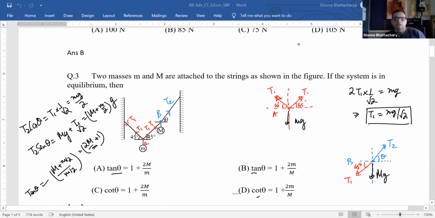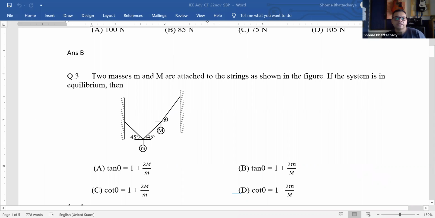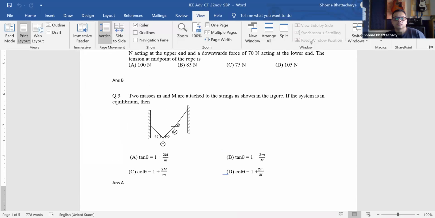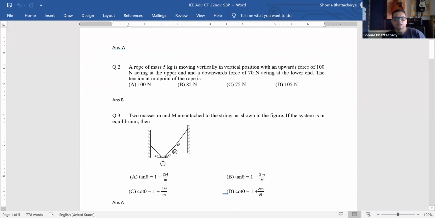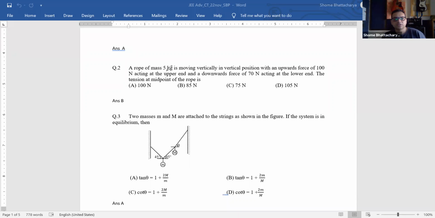Okay, so let's move on back to the second question. Yeah, so second question is again about free body diagram. It's saying a 5 kg rope in the vertical position, okay, with an upward force of 100 newtons acting on it at the upper end. So let's say this is your rope. You have applied some force F of 100 newtons on it.